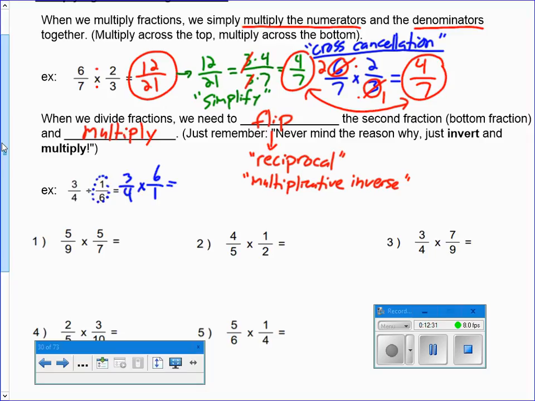Alright, now it's just like the example we did with multiplication. Here we can look for cross cancellation. I have 6 and 4, both even numbers, so I can take out a factor of 2. This would be 3 2's, and this would be 2 2's. And I can multiply these numbers. 3 by 3 is 9, and 2 times 1 is 2.